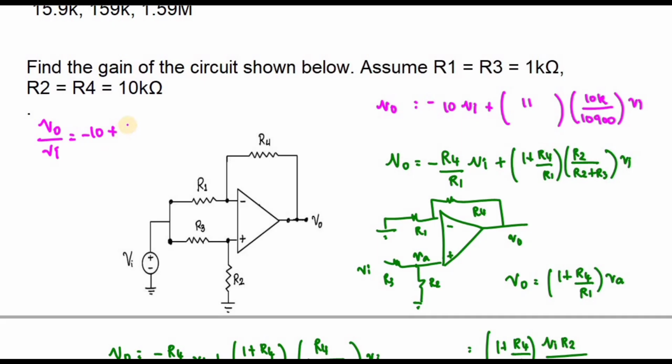So what is my V naught divided by VA? That is equal to minus 10 plus 11 into 10 divided by 10.9. What is 110 divided by 10.9? It is minus 10 plus 10.09. So the answer is 0.09. This is my gain, if R3 is changed to 900 instead of 1K.